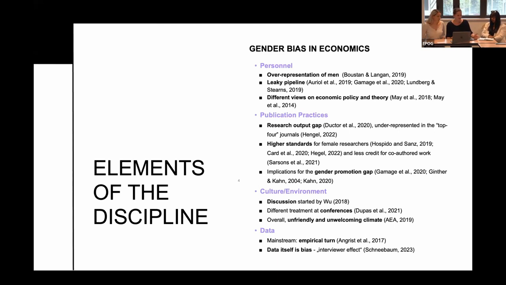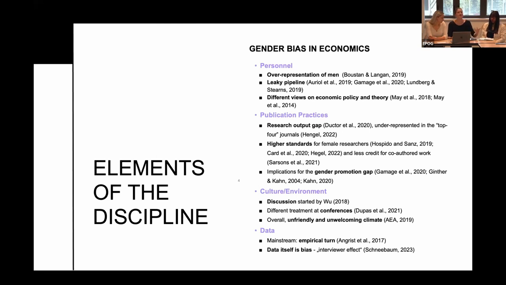This already brings me to the gender promotion gap, which then again influences the leaky pipeline that we heard about before. Because authors find that women are less likely to receive tenure in economics than in other disciplines, for example, and receiving full professor is even harder. And to give you an example, Gamba et al., for example, find that the promotion rate of women is around 80% of that of men for economics.